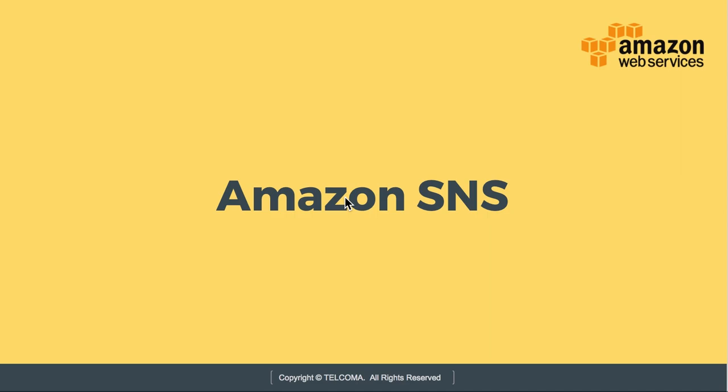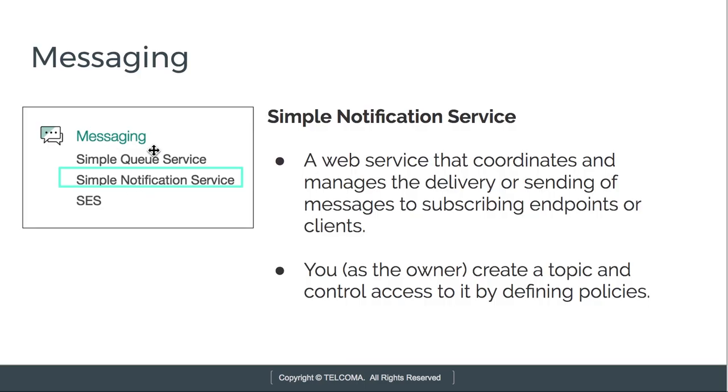Today in this class we are going to discuss about simple notification service. This is a messaging service in AWS. Amazon SNS is flexible, fully managed messaging and mobile notification service. It is required for coordinating the delivery of messages to subscribing endpoints and clients. With SNS, we can fan out messages to a large number of subscribers, which includes various systems and services as well as mobile devices.